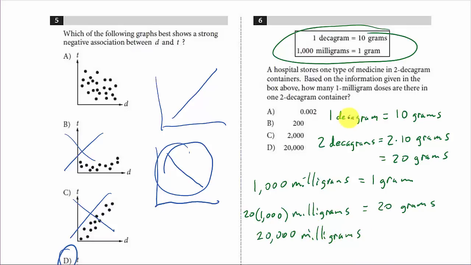And you see what I did? Hopefully you can see now why I went from decagrams to grams and then grams to milligrams, because that's the information they gave me. Okay, I'm going from decagrams to grams and then grams to milligrams. All right, and so the answer here would be D.